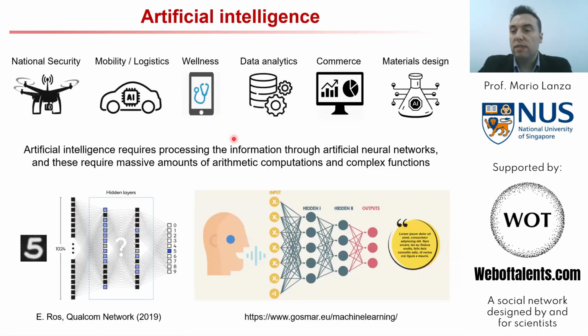So as we mentioned, there are new applications. One of them is artificial intelligence, which is already arriving to our lives, making us more productive and also improving our quality of life. In artificial intelligence, the information is divided in different units, and this information is processed doing massive amounts of mathematical operations.